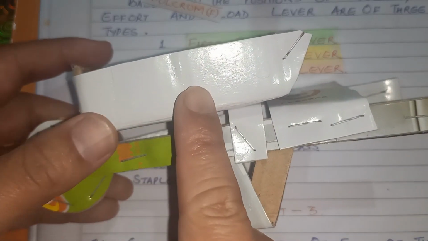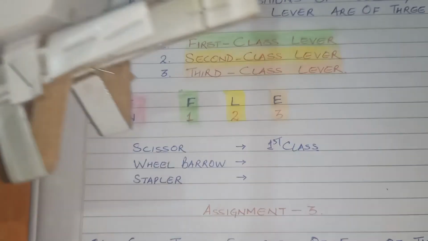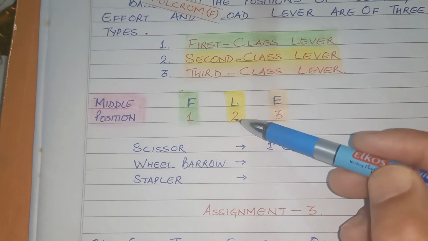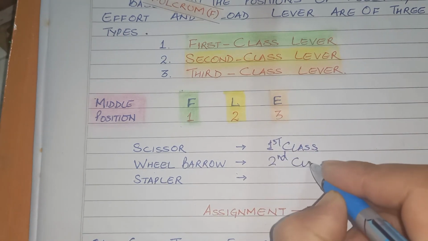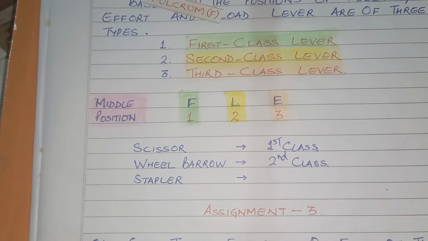So load is at the center. So this is what type of simple machine? Load at the center, so this is second class. So wheelbarrow is a second class lever.